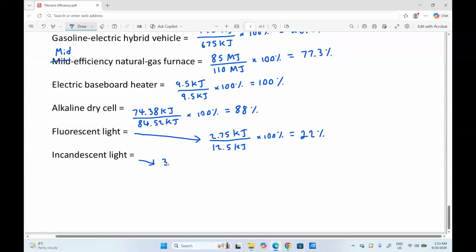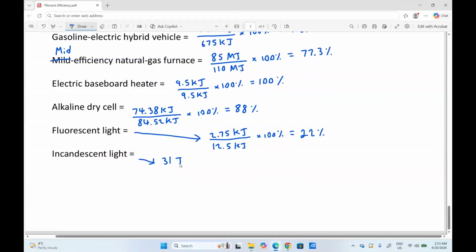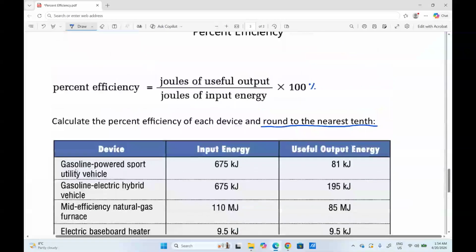Now for the incandescent light bulb, it's going to be 31 joules of energy divided by 780 joules of energy times 100%. In this case, I'm going to get 4% for percent efficiency. This does match up, because incandescent light bulbs are much less efficient than fluorescent light bulbs, because incandescent light bulbs release a lot more energy to their surroundings as heat. So hopefully this gives you an idea of how to calculate percent efficiency.